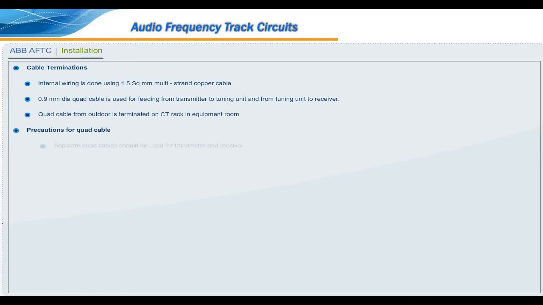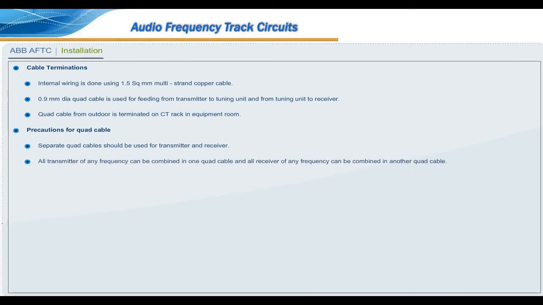Precautions for quad cable. Separate quad cables should be used for transmitter and receiver. All transmitters of any frequency can be combined in one quad cable, and all receivers of any frequency can be combined in another quad cable. If, as a special case, it is required to take transmitter and receiver in the same quad cable, then they should be of different frequency.